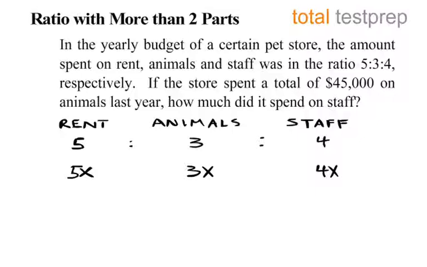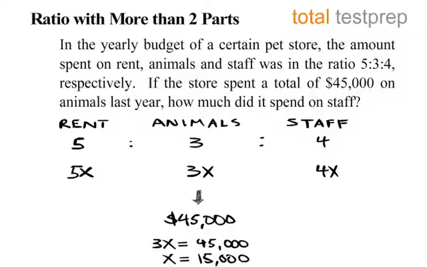Now we don't know the total amount of money spent on everything last year, but we do know that the total amount spent on the animals was $45,000, so 3x is equal to 45,000. If we divide both sides by 3, we get that x is equal to $15,000. How does this help us?